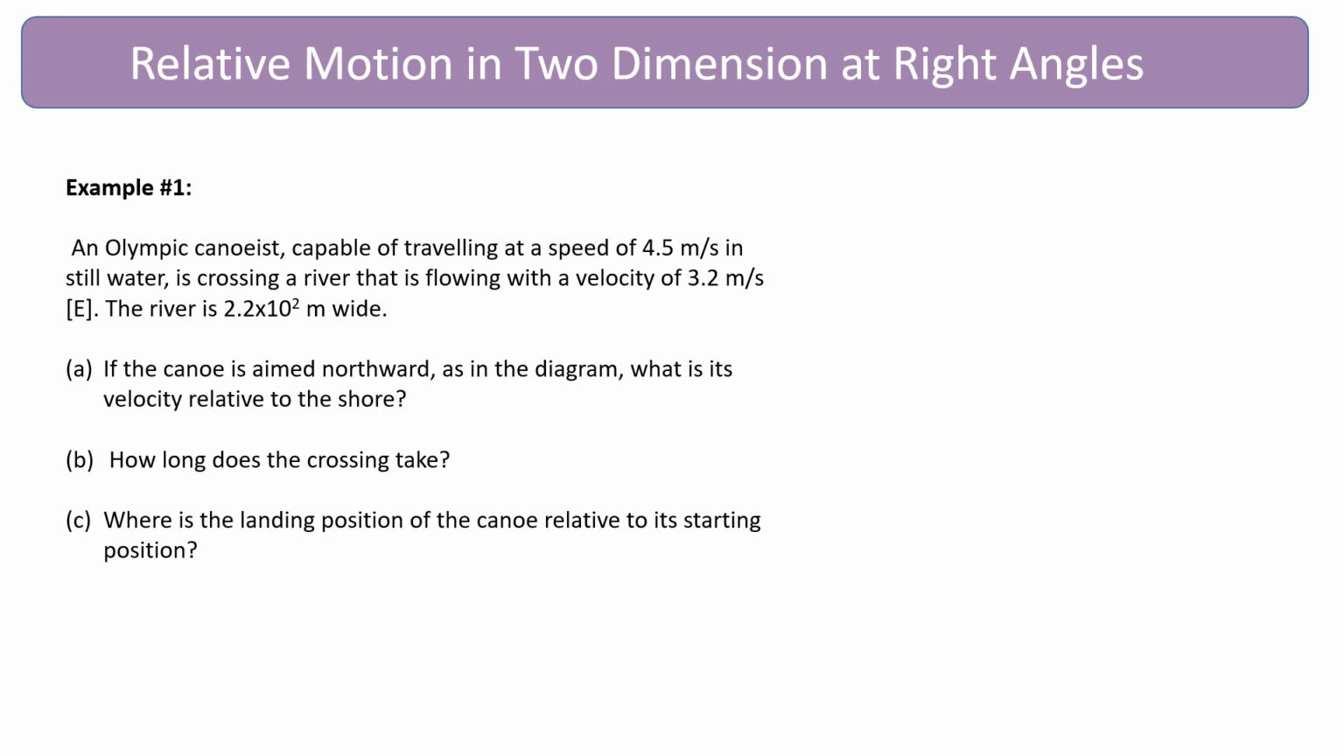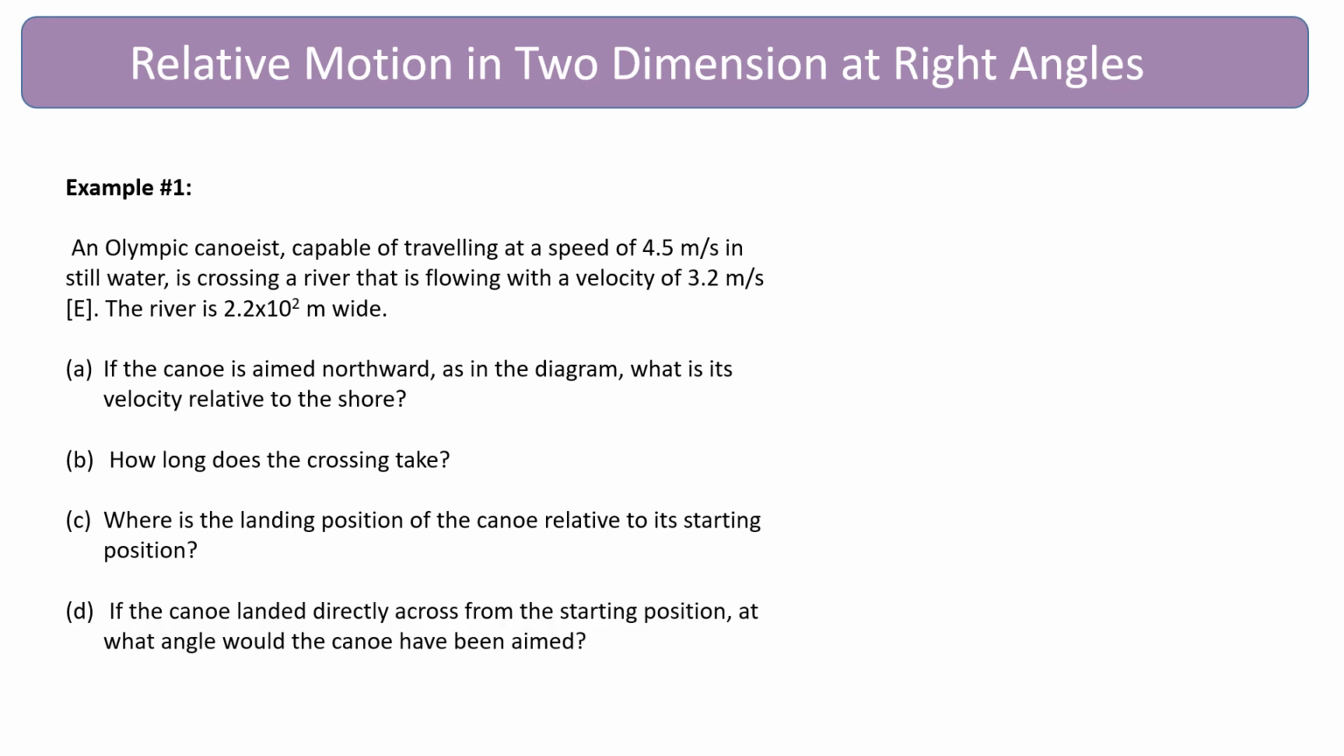Where is the landing position of the canoe relative to its starting position? If the canoe landed directly across from the starting position, at what angle would the canoe have been aimed?